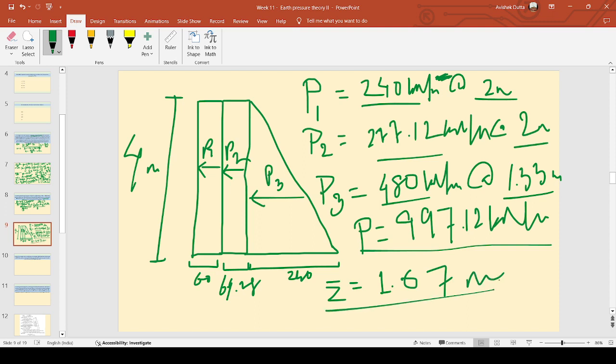Clear? Yes, sir. 1.67 meter means this is between, it is 2. So at some point like this, nearby 1.67 meter in the middle. Okay, Z bar will be active. I hope it is clear. Yes, sir. Okay.